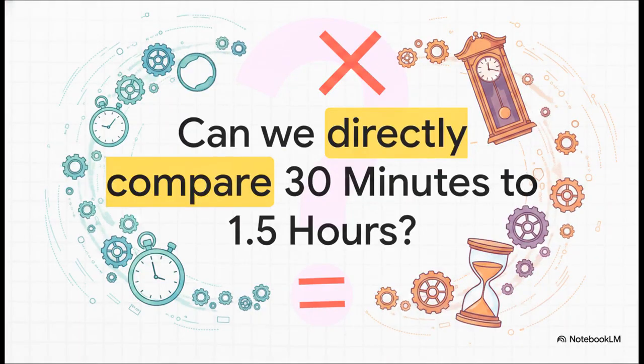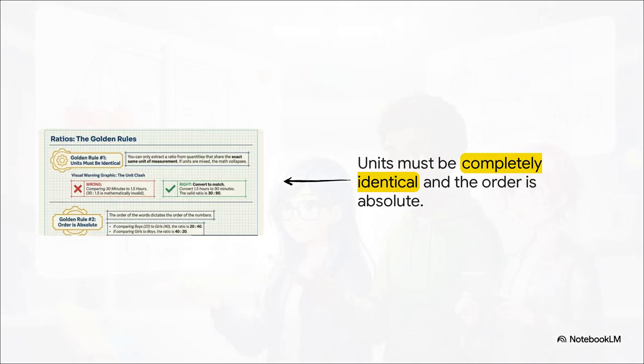Before we go further, I've got a quick trick question for you to think about. Can we directly compare 30 minutes to 1.5 hours to find a ratio? Like, is mixing minutes and hours mathematically valid at all? Well, the firm answer is a big, resounding no. You absolutely cannot. And this brilliantly illustrates our golden rules.